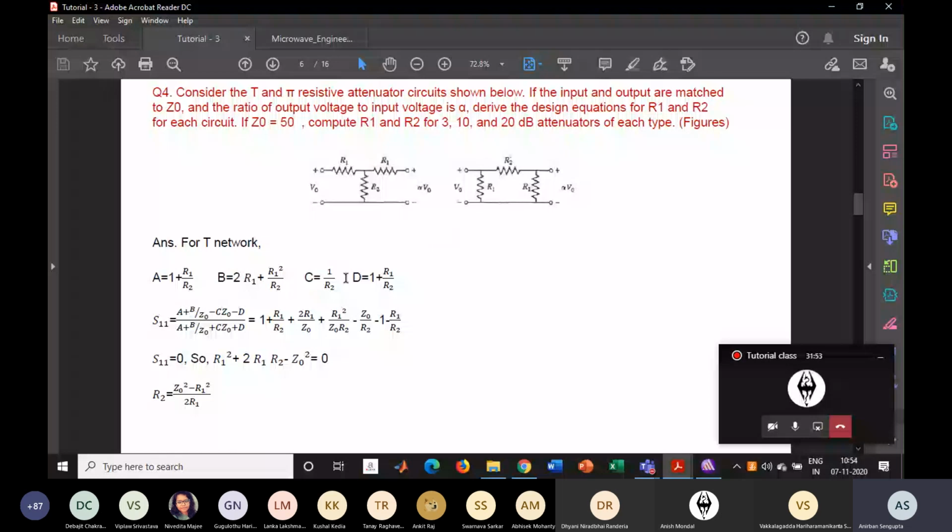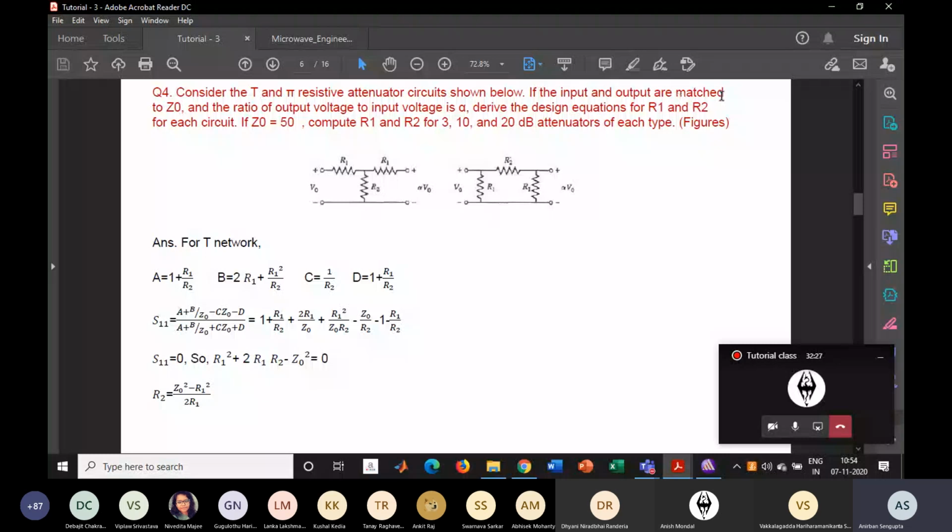Now what are the equations for S11 and S21? So the S11 transformation equation is (A plus B by Z naught minus C Z naught minus D) by (A plus B by Z naught plus C Z naught plus D). Put those values here and use this equation S11 equals 0, as it is shown that input and output are matched. So that means S11 is 0, S22 also 0.